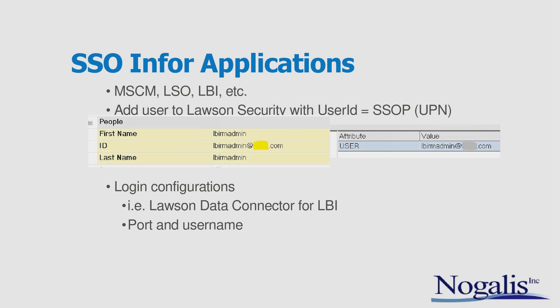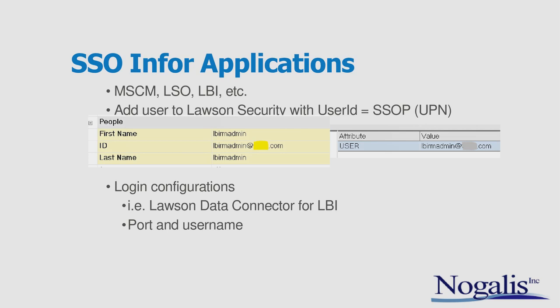So typically what we do is we have clients add just one new service account to their Active Directory, and then we set up that service account in Lawson Security where their ID is user principal name, and their SSOP identity is also user principal name. Then you'll have to go into your LBI and MSCM configuration files and make those changes there to log in with the correct user.